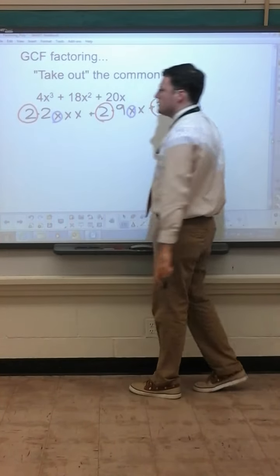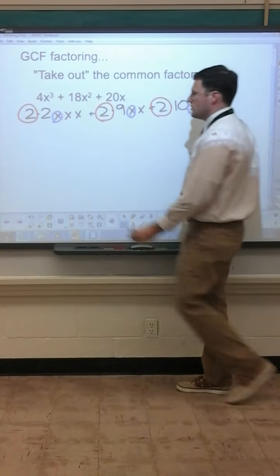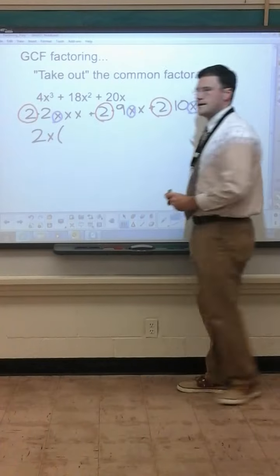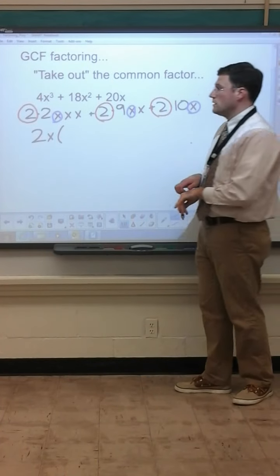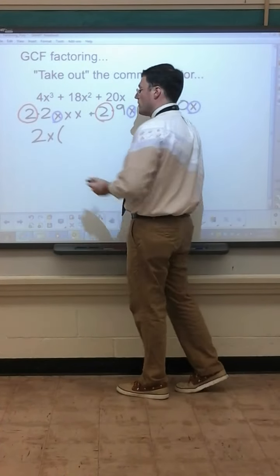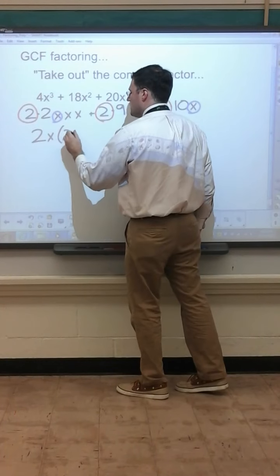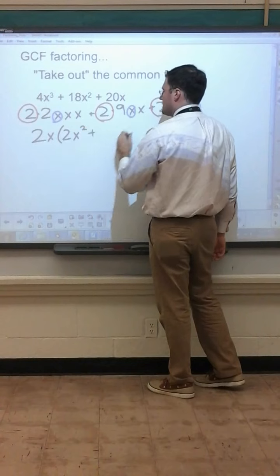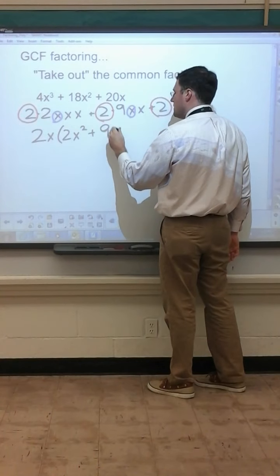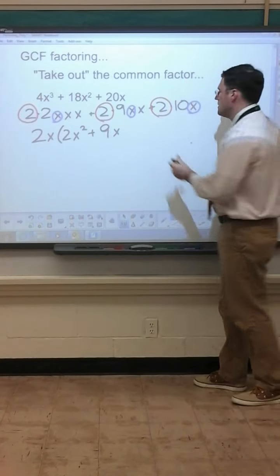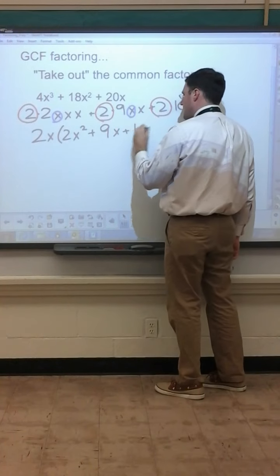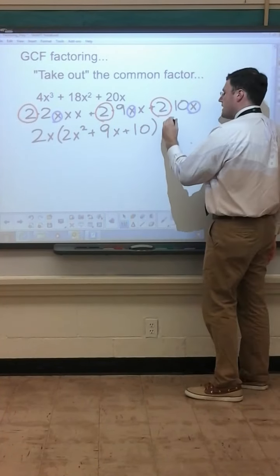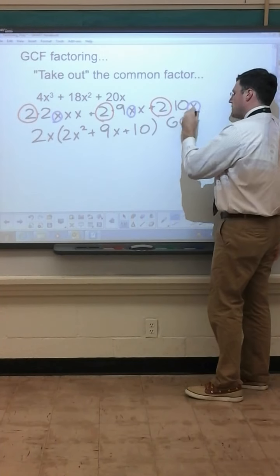Alright, so what I'm going to do is write a 2x outside of parentheses. And I'm going to leave what's left over inside the parentheses. So 2x times x, which is 2x squared, plus 9x plus 10. Okay? And at that point we have the GCF, greatest common factor, factored.